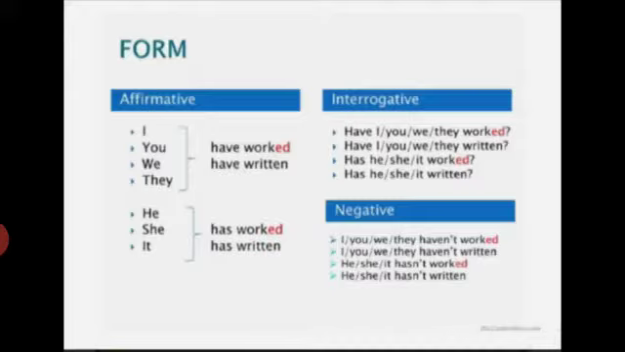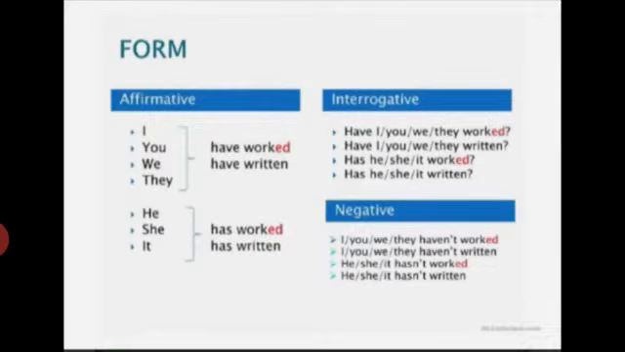With the interrogative, we use it like this: have or has plus subject plus past participle, like have I walked, have you walked, have we walked, have they walked, or has he walked, has she walked, has it worked? Okay, we start with have or has plus the subject plus the past participle of the verb.